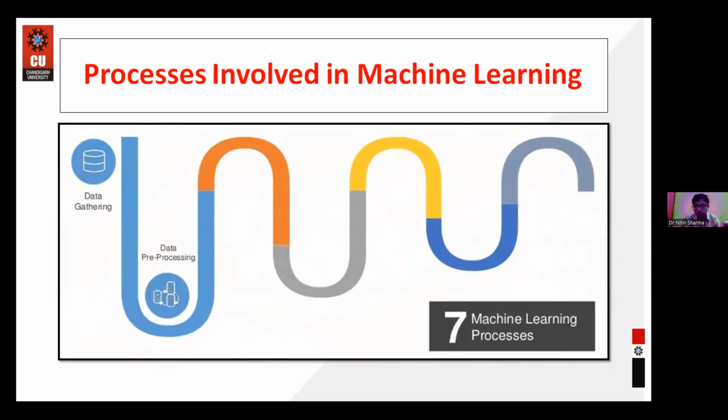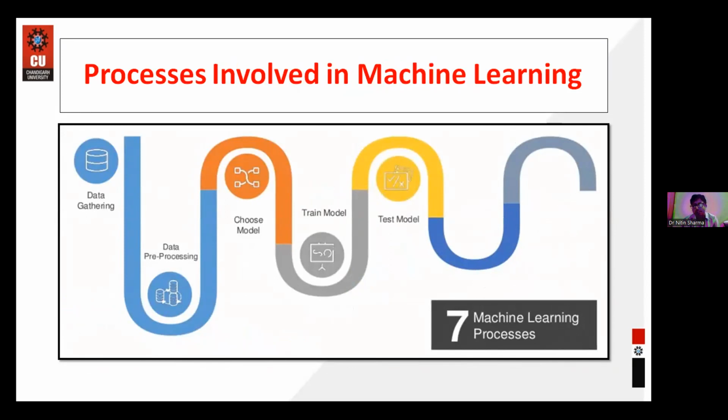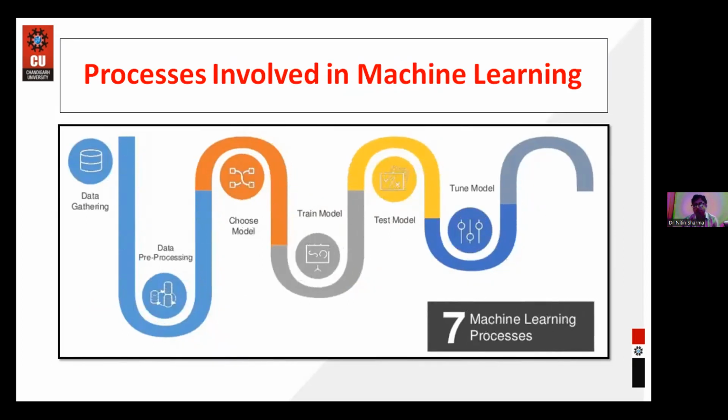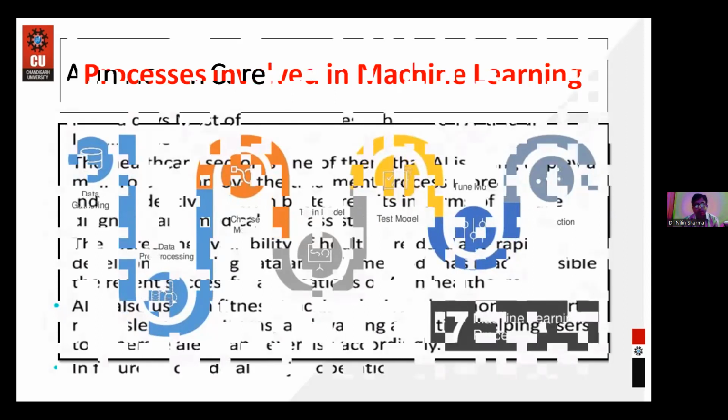We go for the pre-processing of the data, then we will choose the model. Once we have the model and the pre-processed data, we will go for the training of the model. Once the model is trained, we can go for the testing. And if it's okay with the testing, we can further tune the model, and finally we go for the prediction. These are the 7 processes involved in machine learning, right? Steps involved in machine learning.